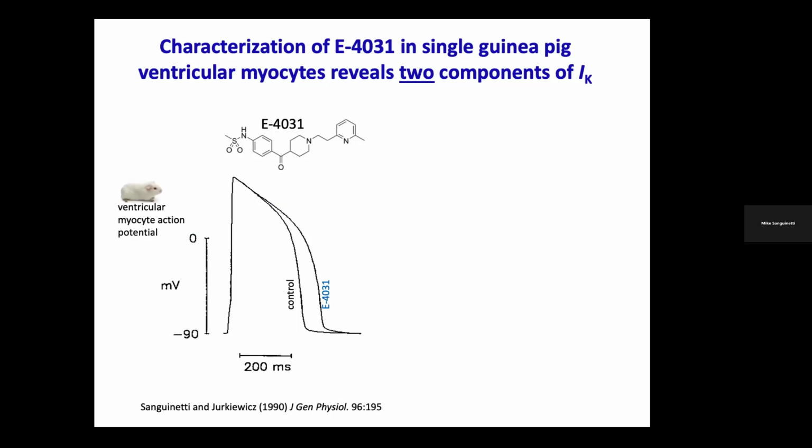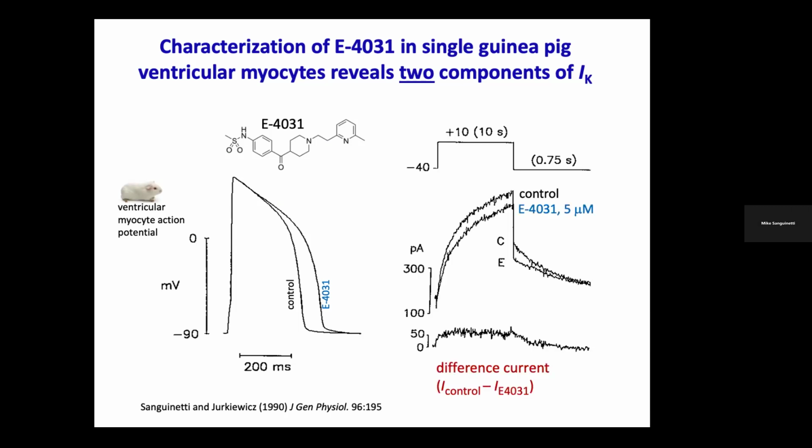So one of the first things I did when I was at Merck was characterize this E4031. We knew it was a K channel blocker just from other work, but I decided for whatever reason, I don't even know why, to look in guinea pig ventricular myocytes as the first species. And when you do that, you're looking at just the action potential, you see a prolongation of the action potential. This is probably about a micromolar concentration, so consistent with a class 3 effect.